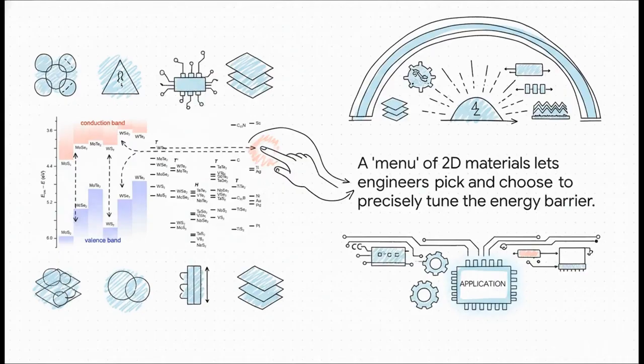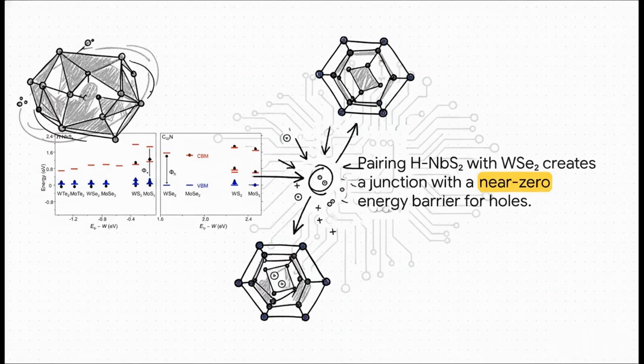And this just blows the doors wide open. What you're looking at here is basically a design menu for next-generation electronics. On the left, you've got all these different 2D semiconductors and their energy levels. On the right, a whole family of 2D metals and their energy levels. For the first time, engineers can literally just pick and choose the right combination to create the exact energy barrier they need for any given application. It's a game changer.